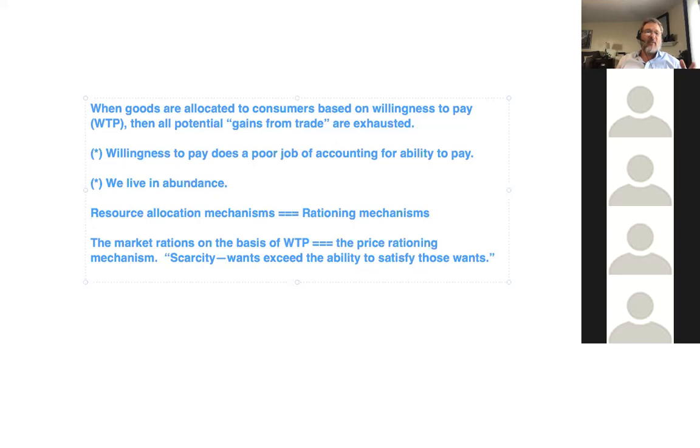So people have to be, and that's what efficiency really is all about, is making sure that resources aren't wasted.